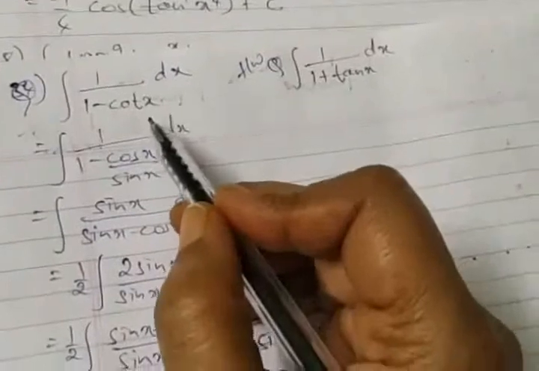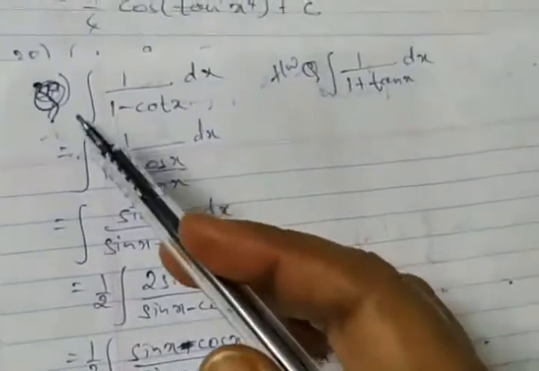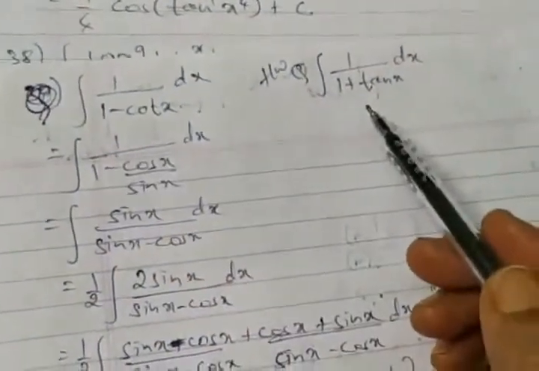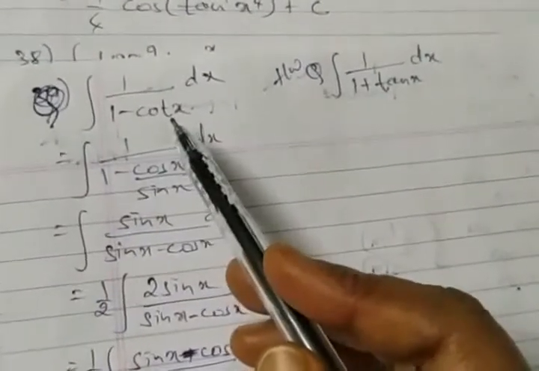I think I have taken 1 upon 1 minus cot x also here. This is simply an extra question, I have not given the number because we are following the textbook numbers. This question is homework for you: 1 upon 1 plus tan x. So tell me what best we can do here.